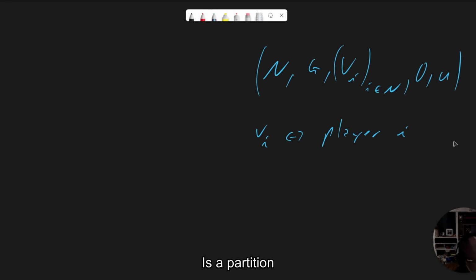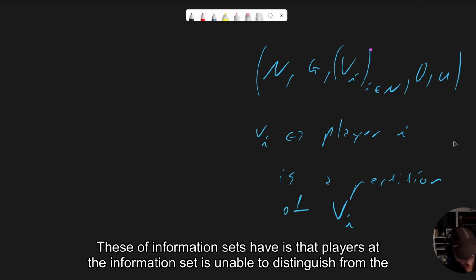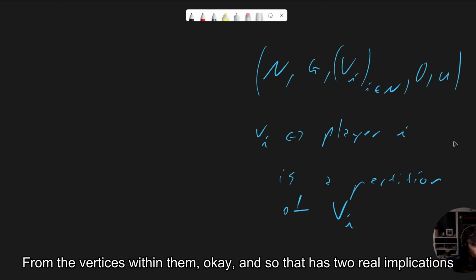is a partition of big V_i, okay? So in other words, we take these and we cut them up. And what these information sets have is that a player at an information set is unable to distinguish between the vertices within them, okay? And so that has two real implications.